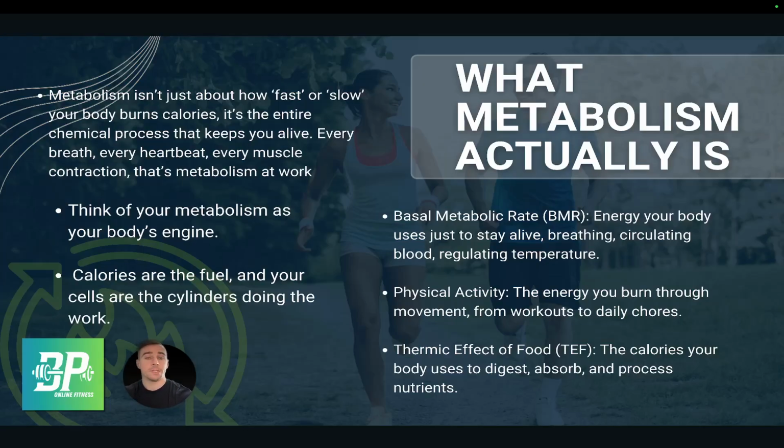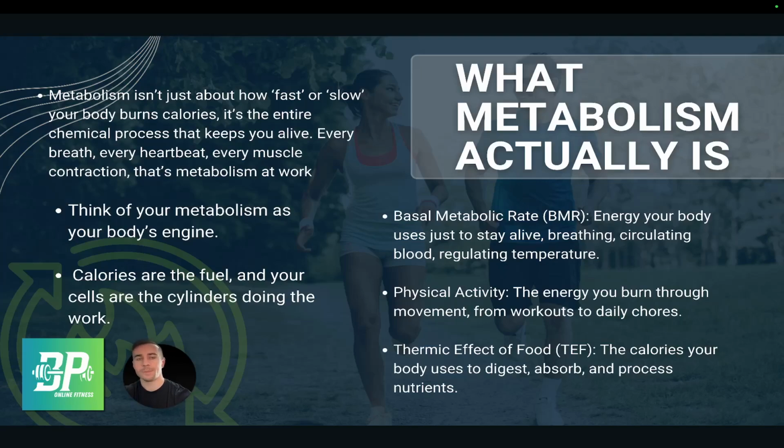There are a few different terms that I'm going to mention when we're talking about metabolism. Some of these are known as the basal metabolic rate as well as the thermic effect of food. The basal metabolic rate is the energy your body uses just to stay alive: breathing, circulating blood, regulating temperature.